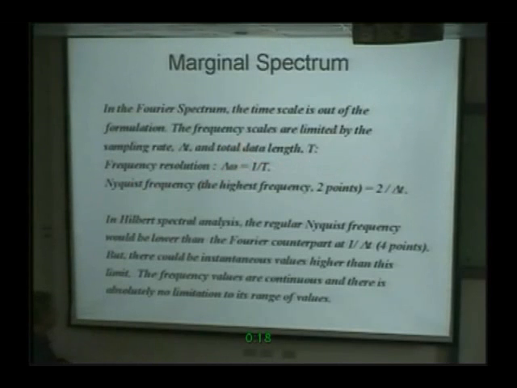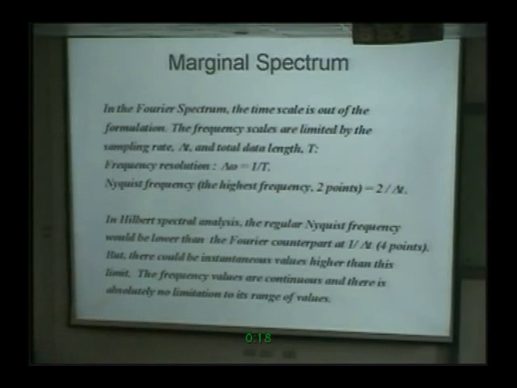So that's Fourier, and that's why it's so easy to normalize Fourier, because you have your total time, you have your sampling rate, then the spectrum is fixed. Now in Hilbert spectrum, however, the Nyquist is a problem. Here we have 2 times 1 over delta t. Yeah, 2 over delta t. That's the Nyquist frequency of Fourier.